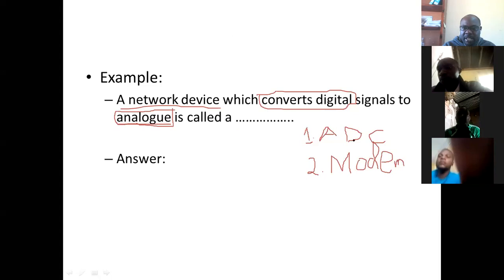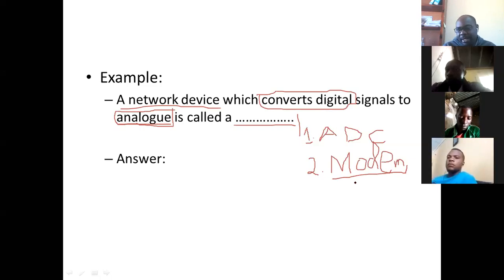Okay, thank you very much for those answers. So we have seen analog digital converter and then a modem. Now, which answer could be best fitted? Because we're looking at an answer that is just one phrase. So you're trying to complete. You're not looking for multiple answers. So I would go for a modem because it's a one-word answer that we're trying to look at. Okay, are we together?